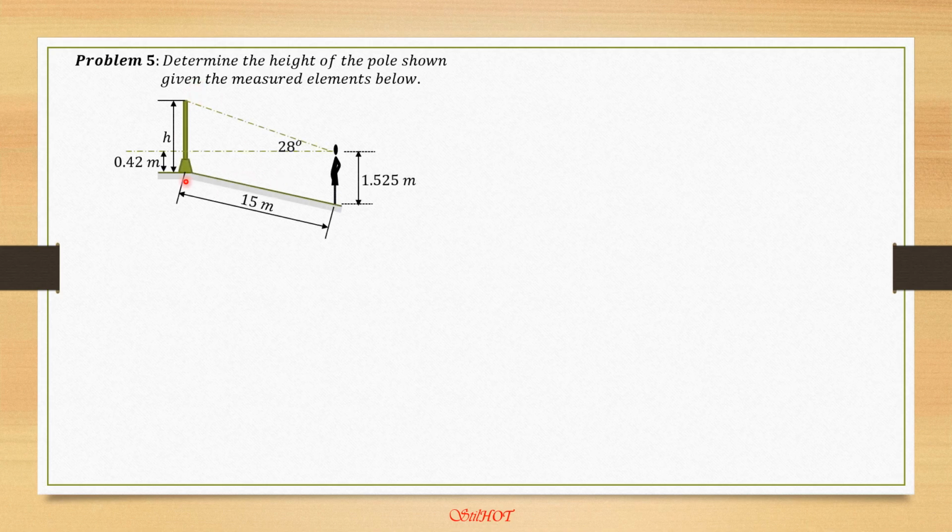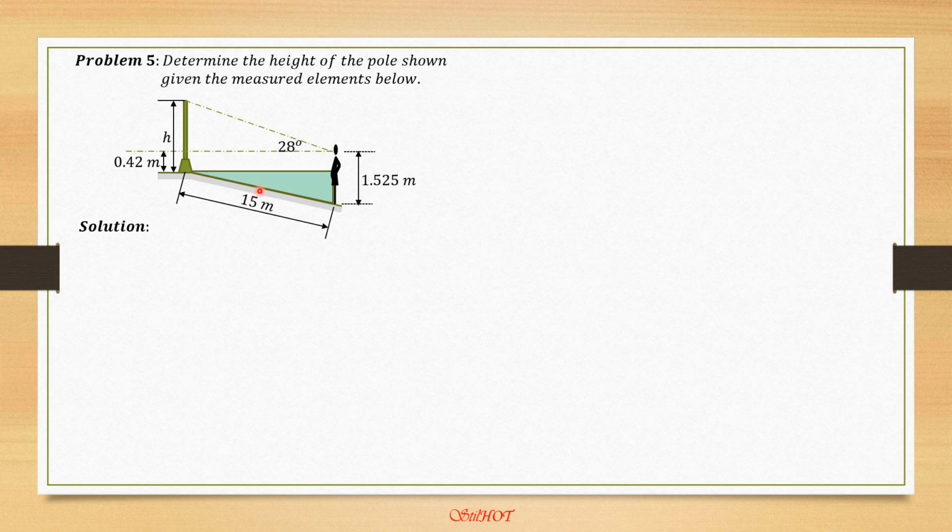So for problem 5, determine the height of the pole shown given the measured elements below. So this is the given figure. We have a right triangle from the eye level of the observer, and this is 28 degrees. That's vertical, this horizontal, therefore that's 90 degrees. First, let's solve for the horizontal distance from the base of the pole to the observer. So let's have this triangle here.